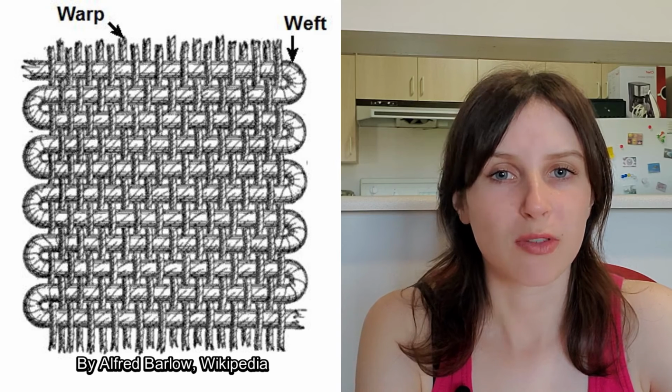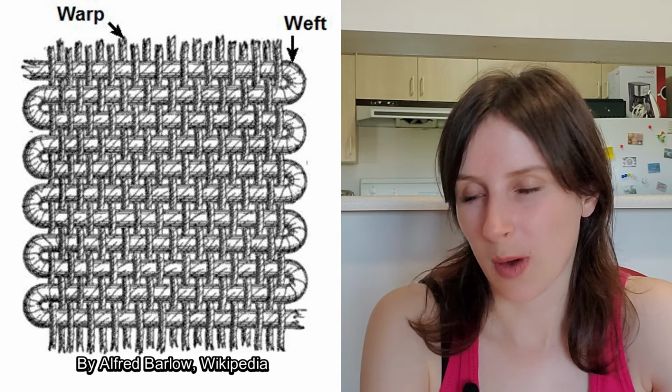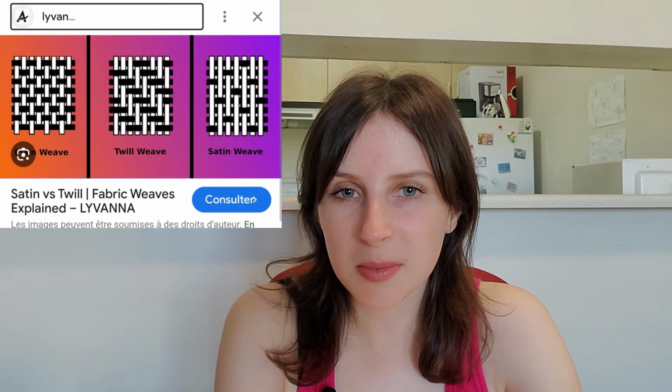Wovens are made by weaving warp threads, so that's the up and down threads, and weft, right to left, threads together. And as you can see from this diagram from fashion brand Levana, there are different types of weaves. These ones are kind of the big three, but there are other ones as well. But let's talk about the satin weave. Satin is really smooth and has a glossy look to it, right?